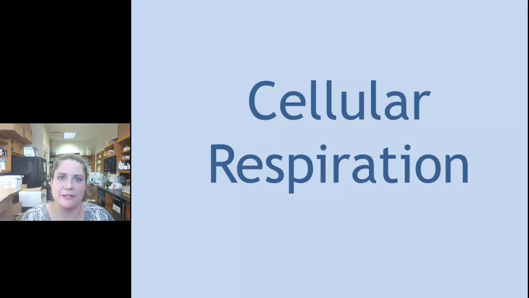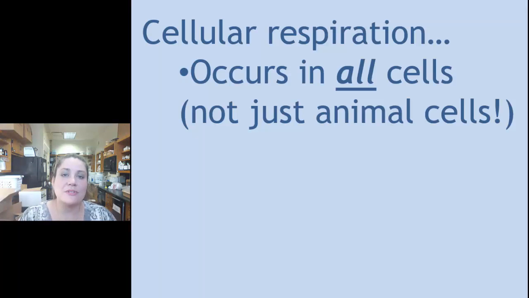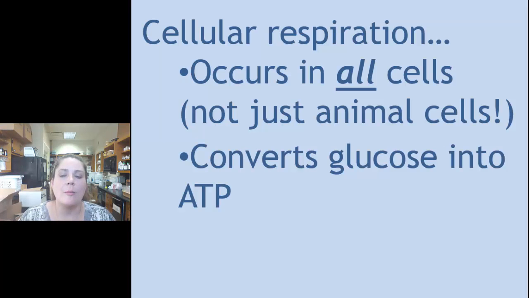Okay, so we're going to talk about cellular respiration today. So cellular respiration, remember, occurs in all cells, not just animal cells. All cells perform cellular respiration. And that's because what those cells need to do is convert that glucose into ATP. Now, it's really easy to fall into the trap of thinking photosynthesis plants, cellular respiration animals. That is not the case. All cells have to perform cellular respiration. Remember, that is one of the characteristics of life, is that they convert energy. So all cells have to perform cellular respiration.